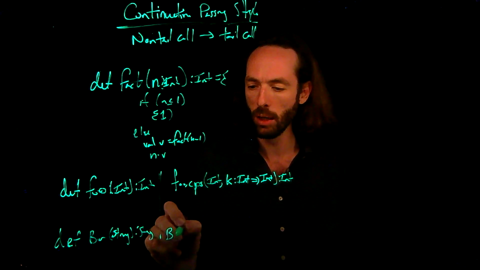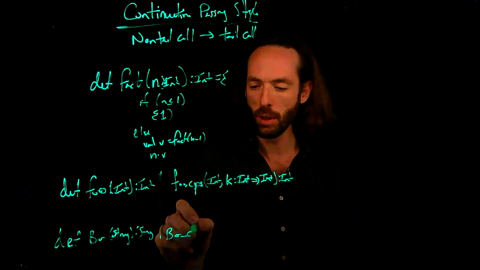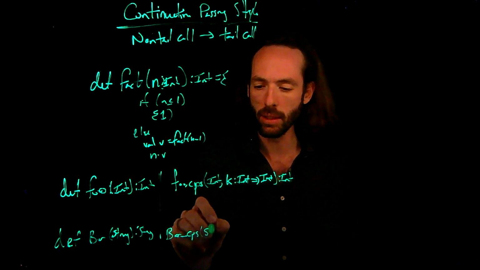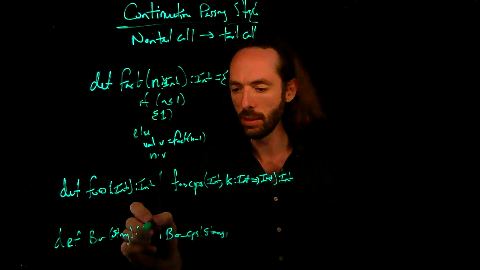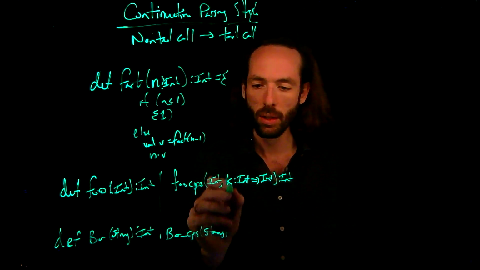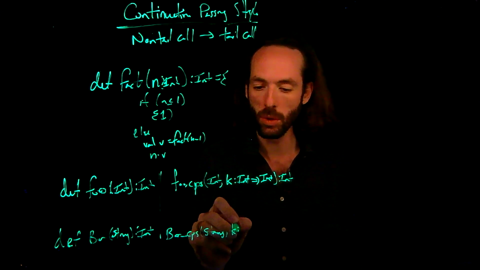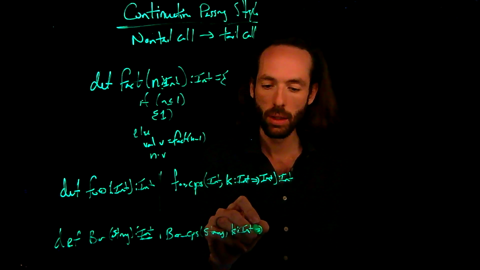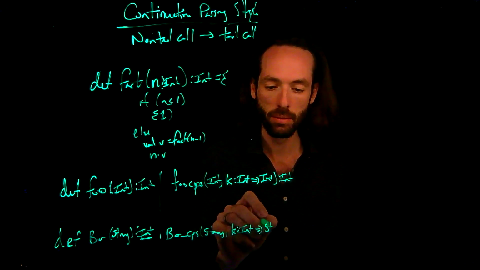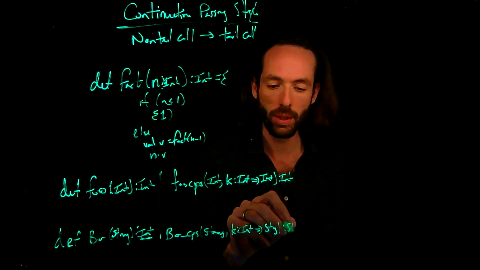Likewise, bar down here, we'll have bar CPS, and that's going to take in a string. And then let's assume this is an int as well. It returns an int. Then our continuation will also take in an int, and it will return, let's say, a string. So the whole thing returns a string.